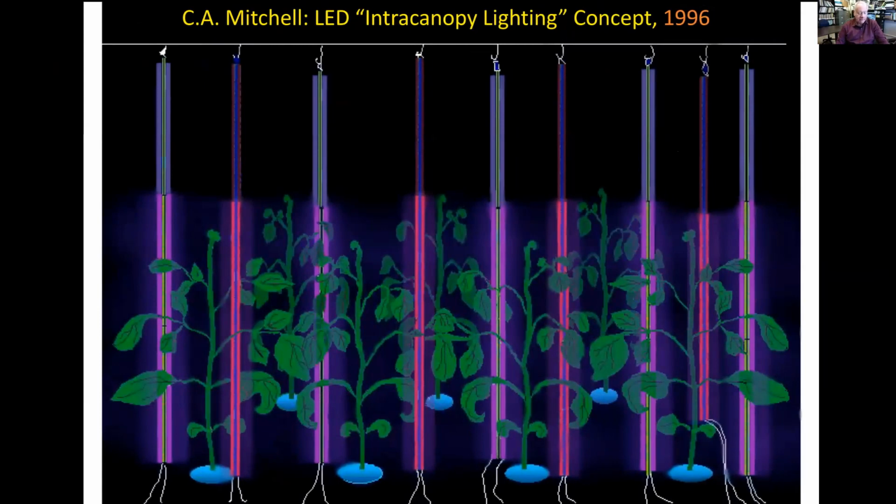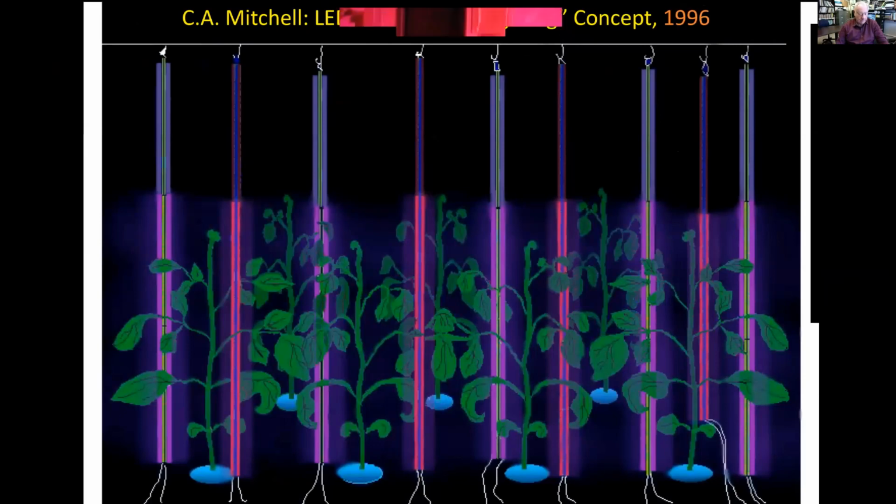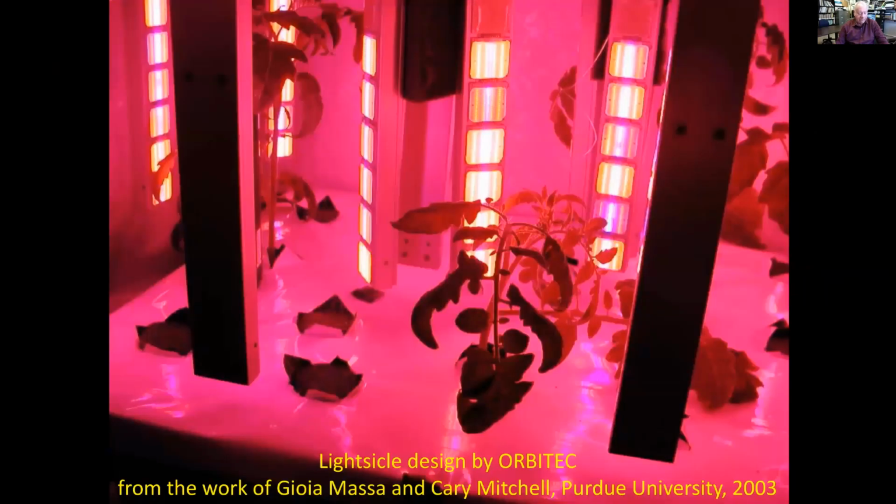The concept of intra-canopy lighting and sequentially switching on LED light engines from the bottom up along a vertical array followed from that. And the first air-cooled lightsicles became available for testing in growth chambers in 2003.